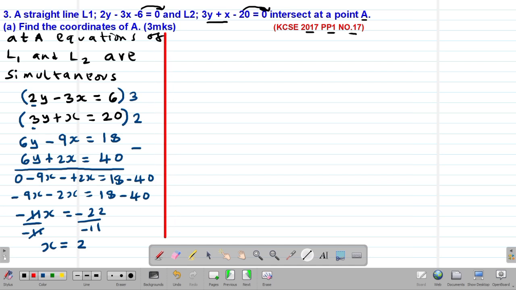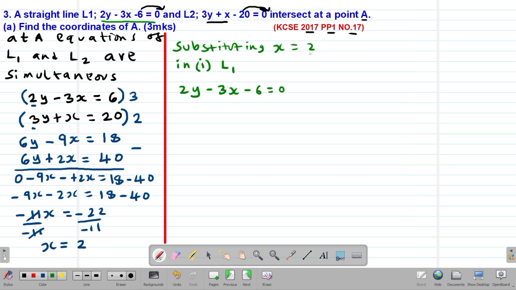Then I'll substitute the value of x in one of the equations so that I can solve for the other unknown, which is y. So I'll say substituting x equals 2 in the first equation, which is the equation of the line L1. Remember, L1 had the equation 2y minus 3x minus 6 equals 0. When I substitute where I have x, I'll substitute with a positive 2.